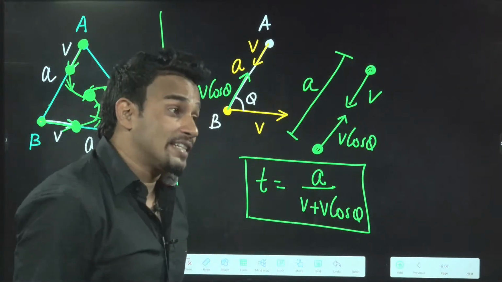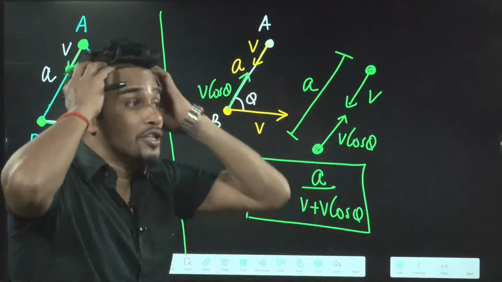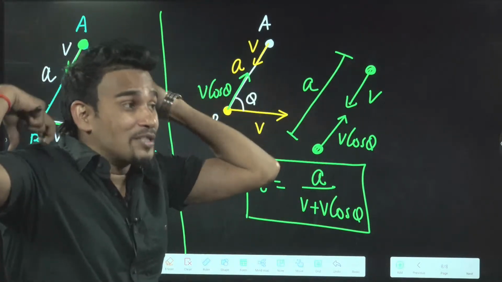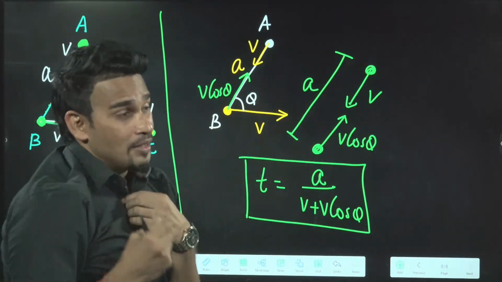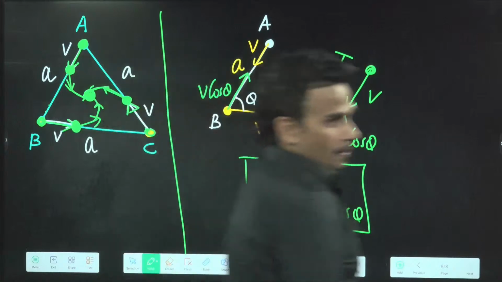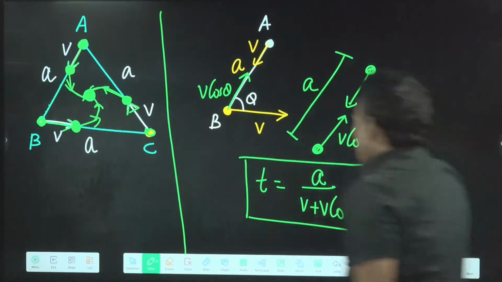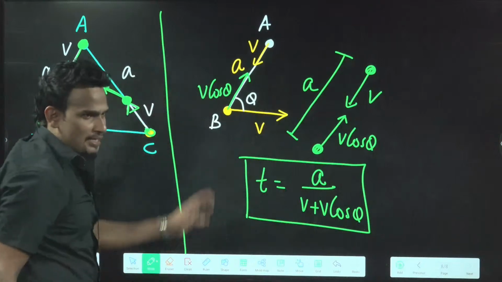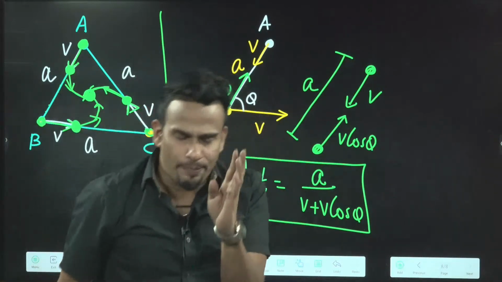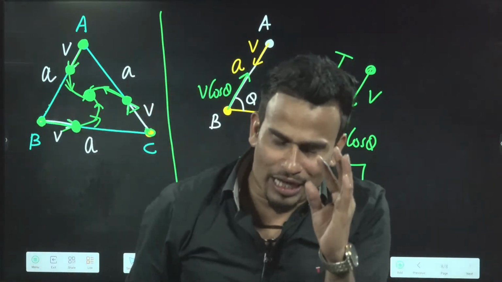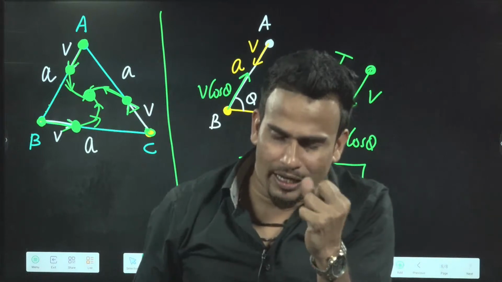And practice this derivation. Students get confused in the exam whether it was cos theta or sin theta. This derivation will help you. This is a master formula: a upon V plus V cos theta. If anyone asks you the time in the case of meeting of these particles, the time will come as a upon V plus V cos theta.